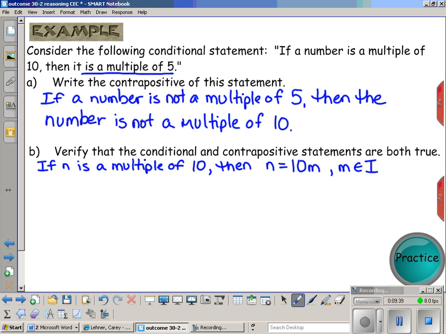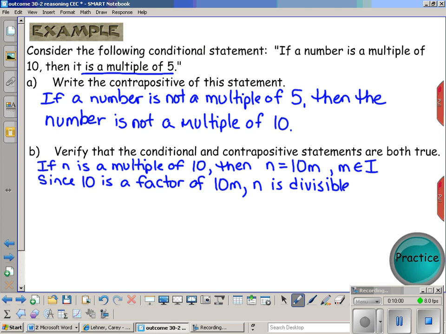Now we can go further and we can say, since 10 is a factor of 10m, and it is a factor because we can divide that by 10, n is divisible by 10. So what we've done is we've shown that if you have a multiple of 10, it's divisible by 10.